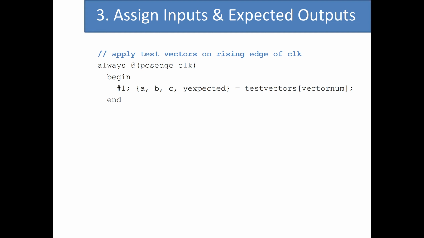What we said we do for the third step of the process is apply test vectors one by one on the rising edge of the clock. To do that, we create an always statement. Keep in mind, this is not always_ff, right? It's always, and we have a sensitivity list, which is the positive edge of the clock. So we wait 1 unit of time, and then we go through each one of the rows of the test vector one by one, and we apply or assign the inputs and the expected outputs.